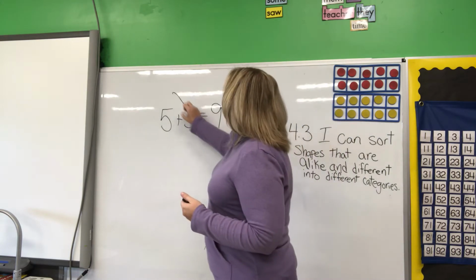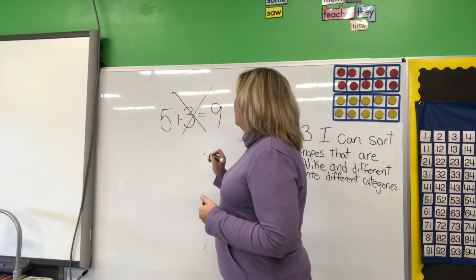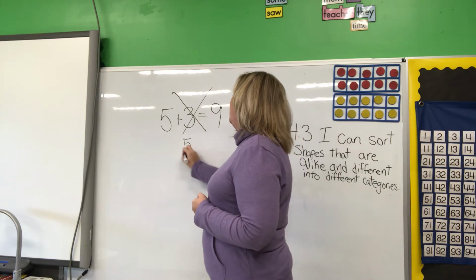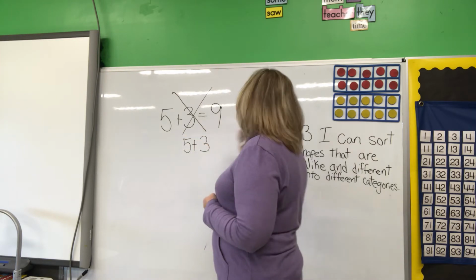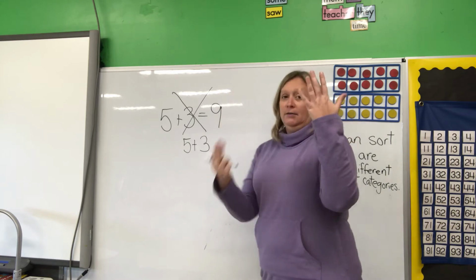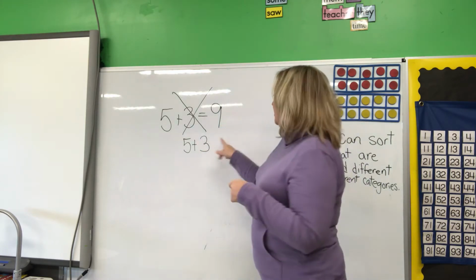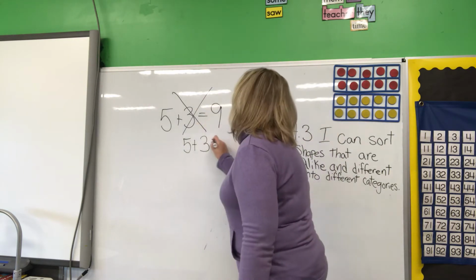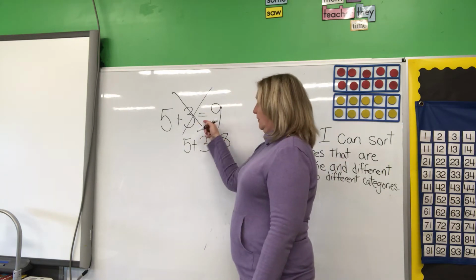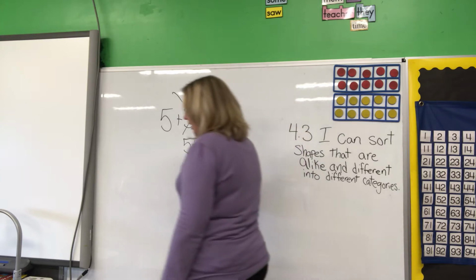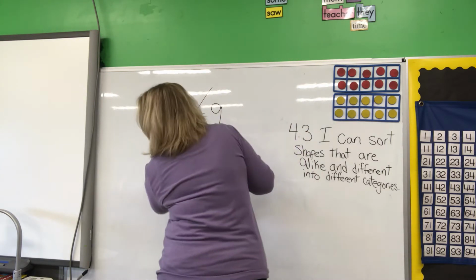If you said it is false, you are correct. Because 5 plus 3, I have 5, plus, I don't have enough hands, plus 3 more equals 8. So this problem is false. This one is false, this one is correct. All right, let's look at one more.